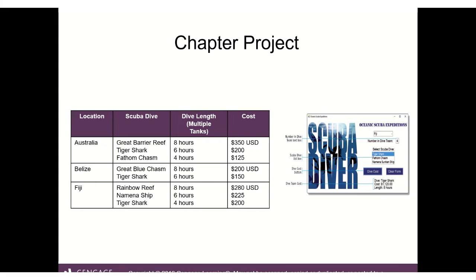There is a company that delivers scuba diving facilities to customers. They conduct the scuba diving packages. There are three locations the company operates: Australia, Belize, and Fiji. Within each country, depending on their natural varieties, they can have different packages. For example, the location Australia offers three packages: Great Barrier Reef, Shark, Tiger Shark, and Fathom Chasm.